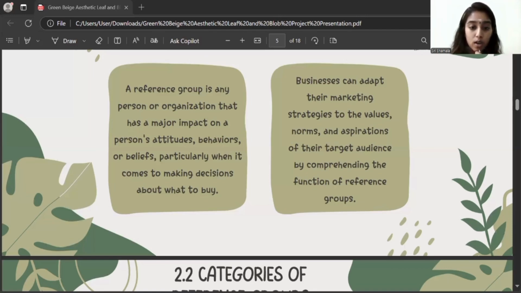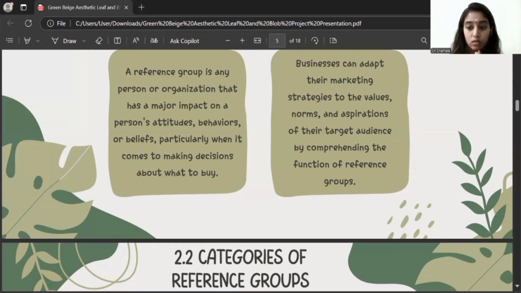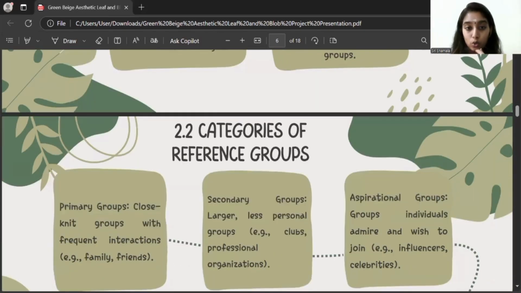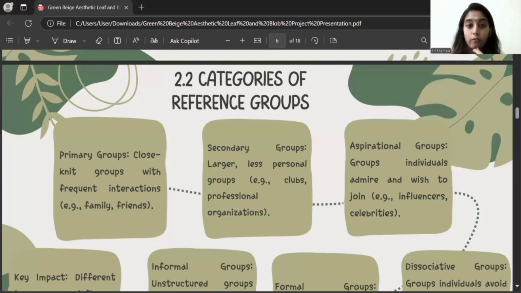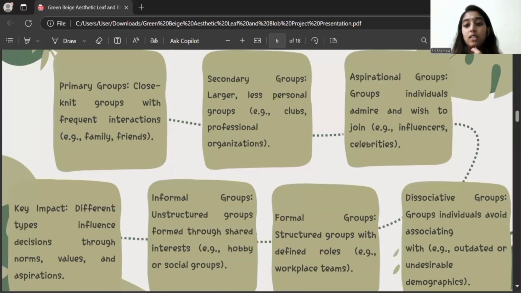So moving to the next slide. The next slide will be on 2.2, which is categories of reference groups. Basically, we have around six here.